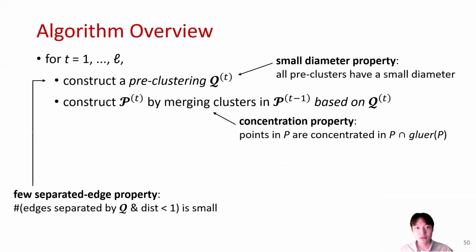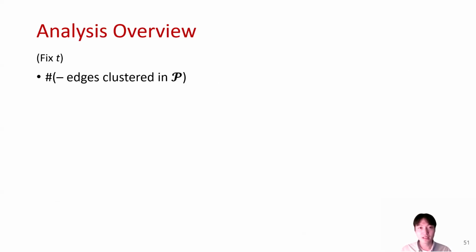The goal of our analysis is to utilize the few separated edge property. In other words, we bound the number of disagreements in terms of the number of edges separated by the preclustering whose distance is less than 1. Let us fix a layer and omit the superscript. Consider counting the number of minus edges clustered together in the clustering, which is disagreement.